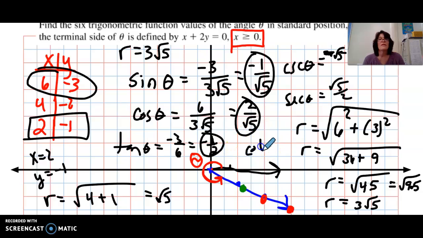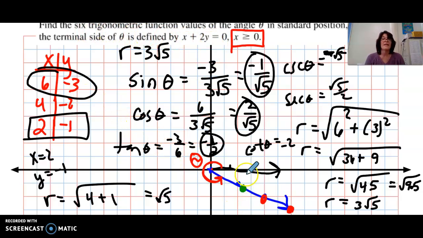And then cotangent, sorry, this is so sloppy. Cotangent is negative 2 over 1, or just negative 2. Okay, you flip all those. Is everybody all right? Pause that, write it if you need to. I think you have the idea. But that's what happens with the line, okay?